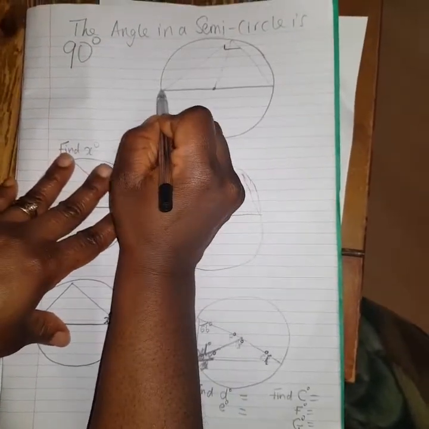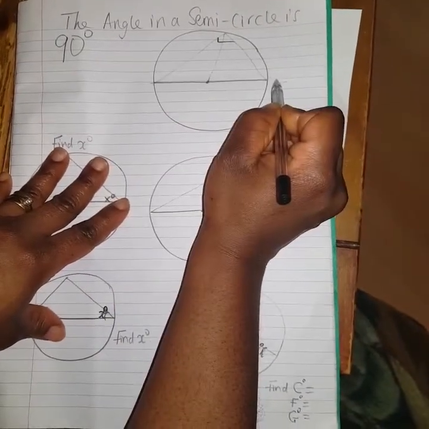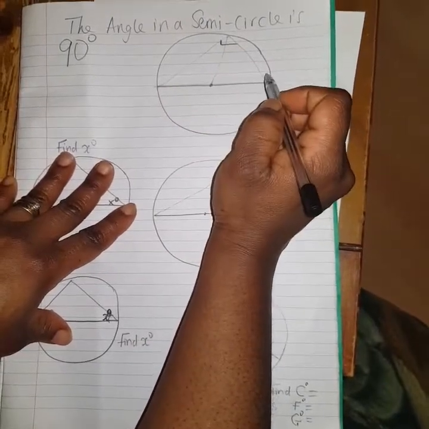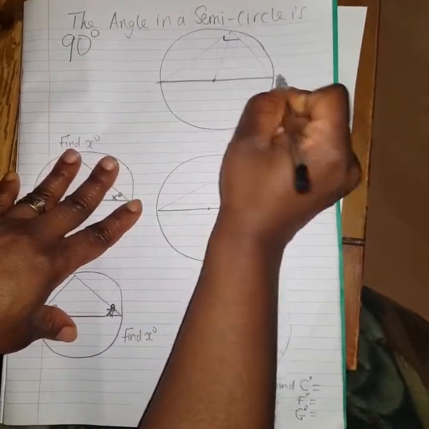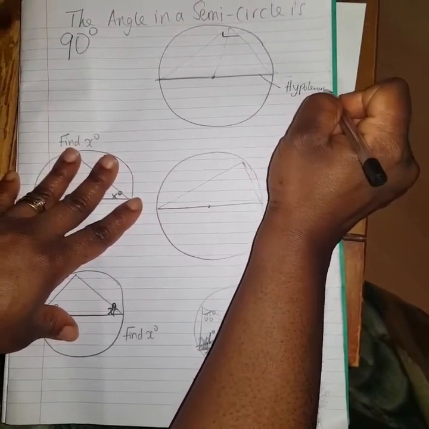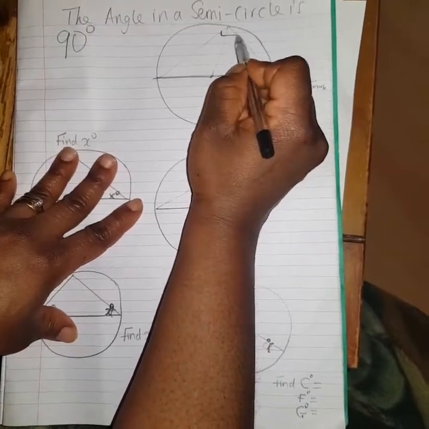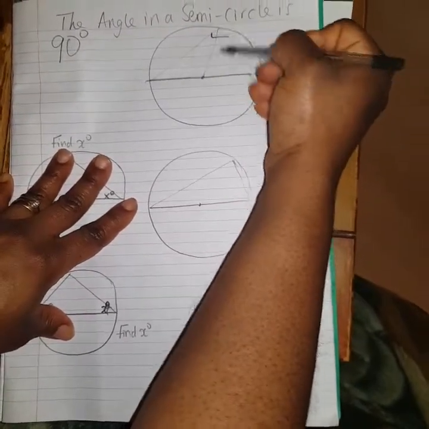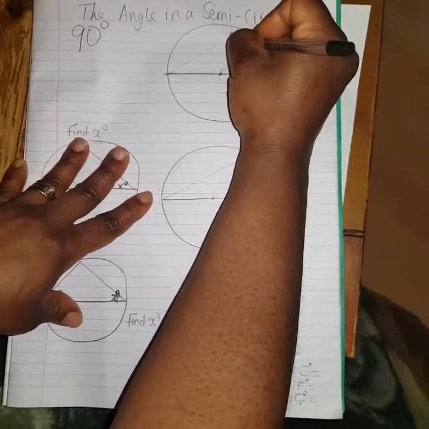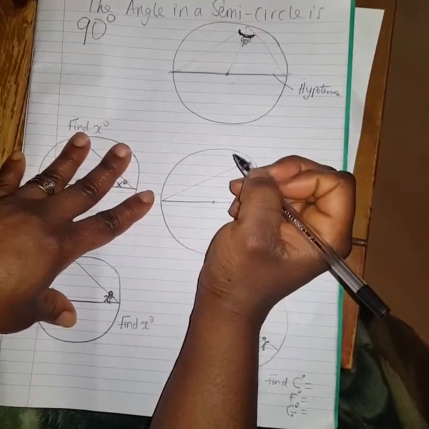Now, once you have drawn your diameter to cut across your circle, your diameter automatically becomes the hypotenuse of a triangle you draw inside the circle. So this will be your hypotenuse, which is the hypotenuse of any triangle you draw there. Then the opposite angle to your hypotenuse will always be 90 degrees. So this bit here is 90 degrees. The whole of this bit here is 90 degrees.